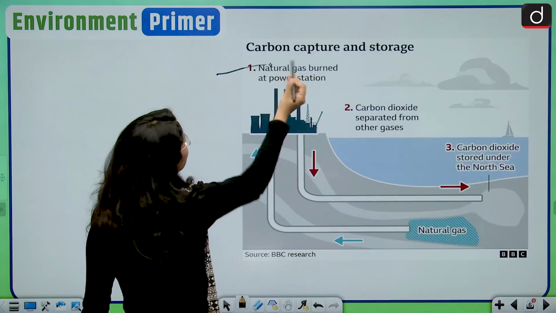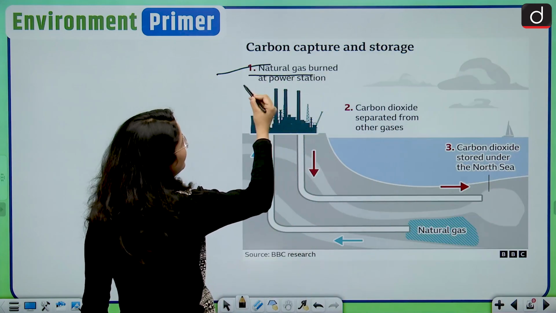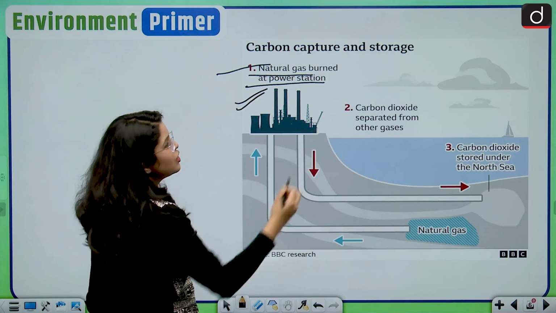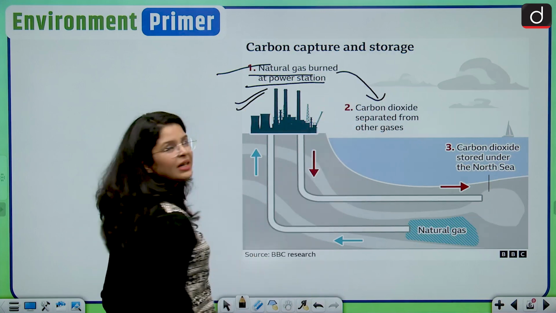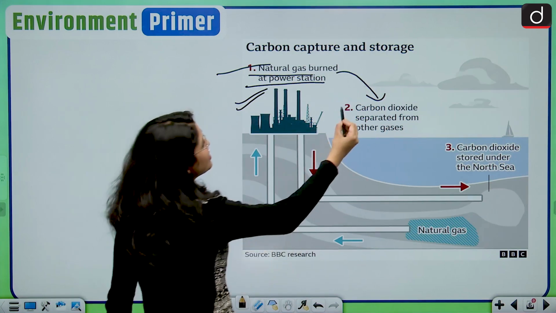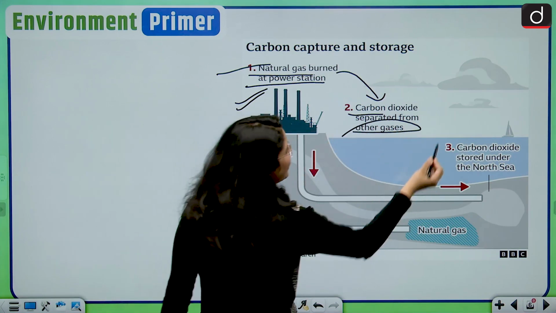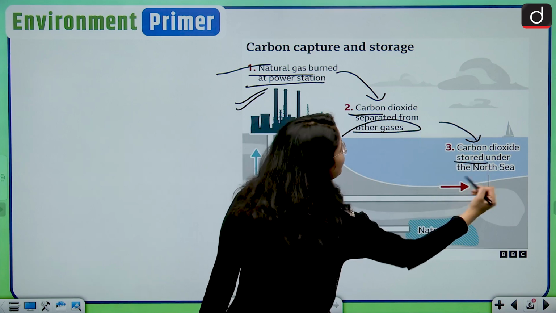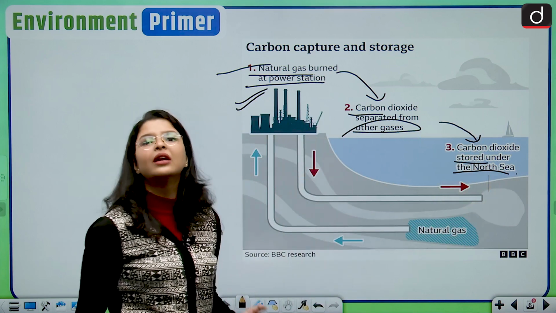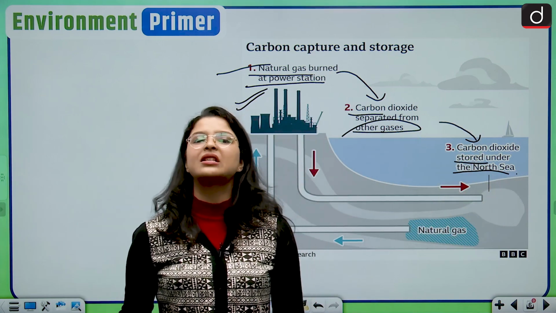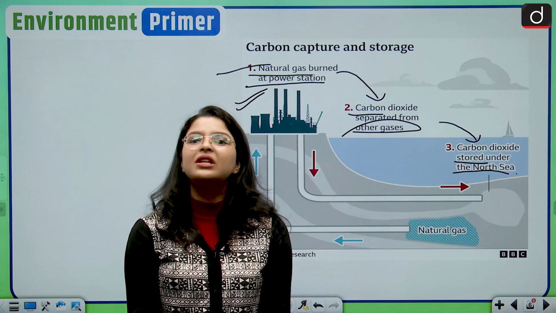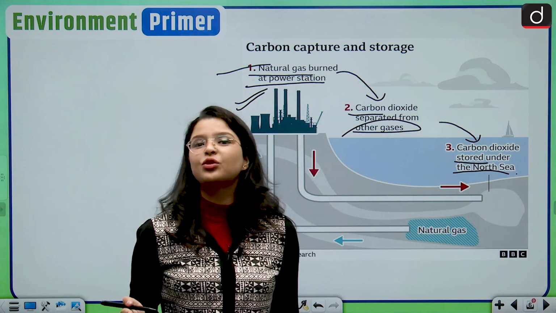So what are we doing? This is, supposedly, natural gas that is burned at the power station. This natural gas definitely emits carbon dioxide. You are separating this carbon dioxide from other gases, and you are burying this carbon dioxide under the oceans or under the earth so that it cannot escape into the atmosphere. So this in short was the carbon capture and storage technique.